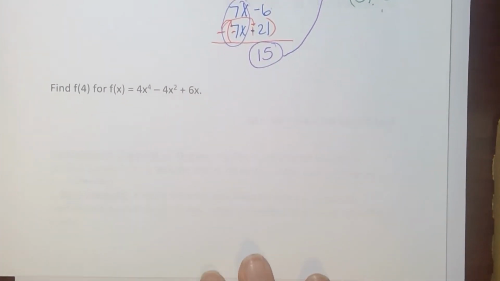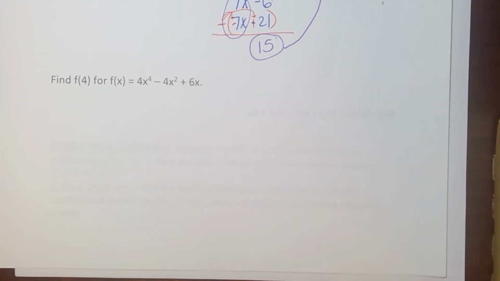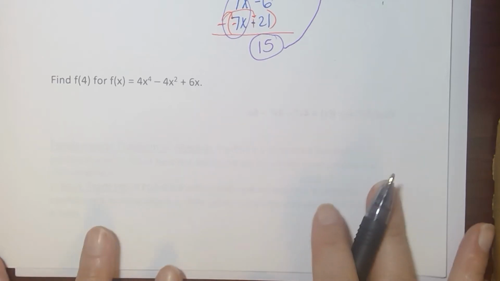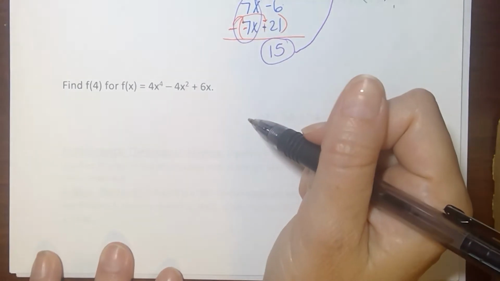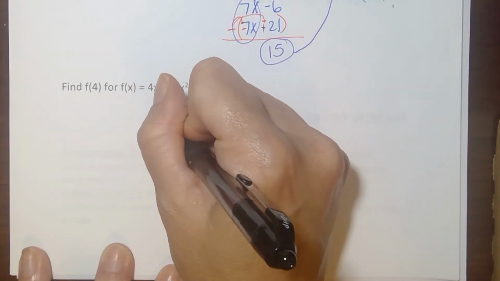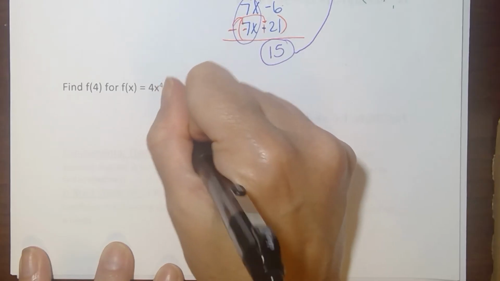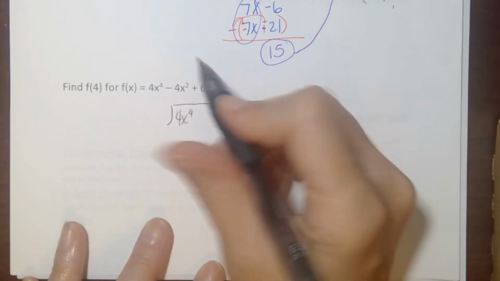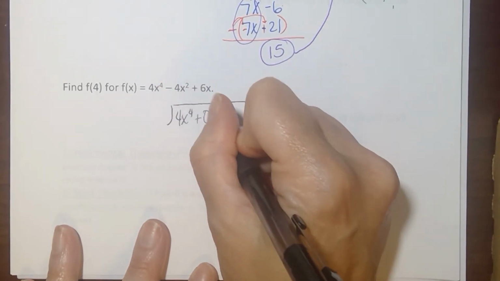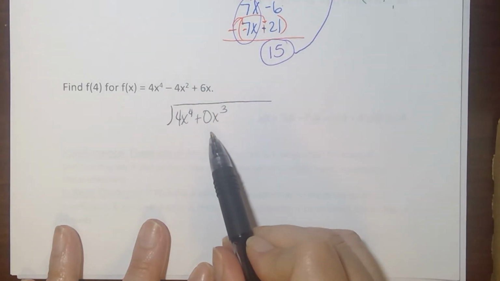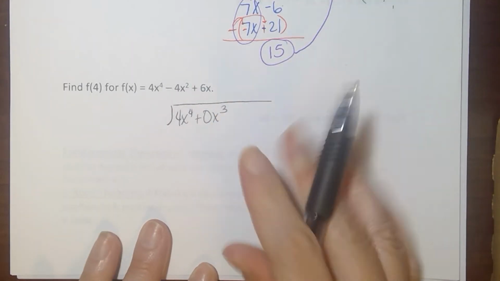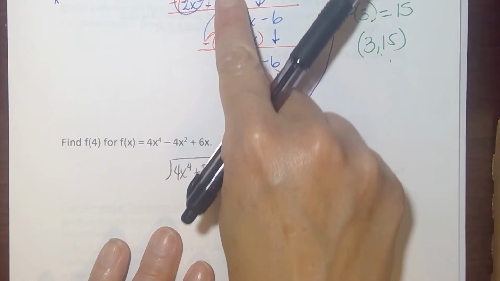I want to find f of 4 for this given polynomial function f of x. And remember, we talked about the fact that we are missing some terms. So we have some 0 placeholders that we need to be concerned about. My dividend is 4x to the 4th. I'm missing my cubed term, so I plug in a 0x cubed. That's my 0 placeholder. It's not worth anything, but it saves this column for me.